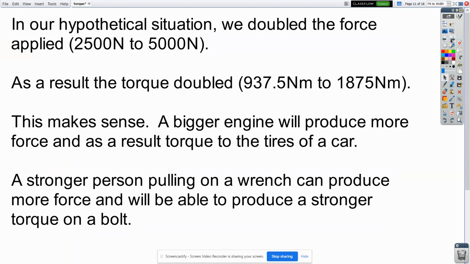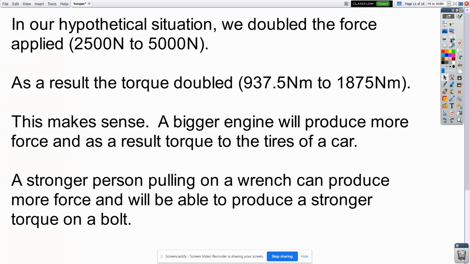So again, doubling the force from 2,500 newtons to 5,000 newtons doubled our torque from 937.5 to 1,875 newton meters. And this makes sense. A bigger engine can produce more force. That greater force results in greater torque for each of the tires. A stronger person pulling on a wrench can produce a stronger force on that wrench, producing a stronger torque on the bolt they're trying to turn. This is the relationship that makes sense.